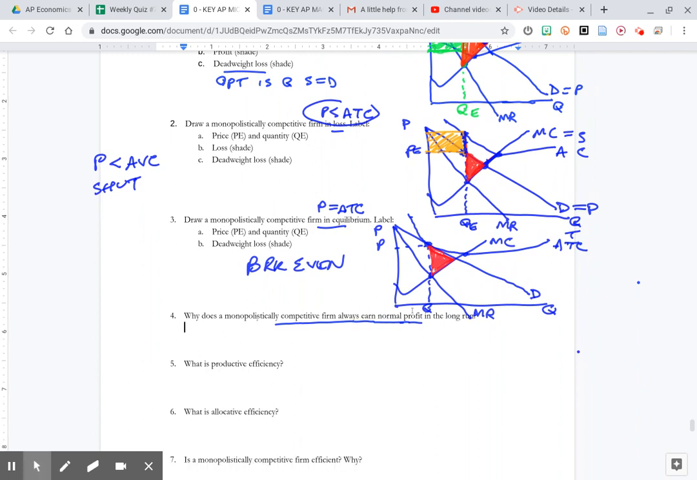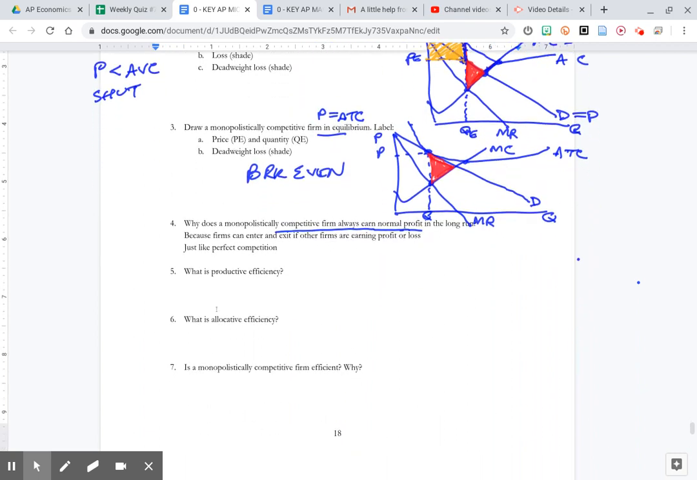Now, why does a monopolistic competition firm earn normal profit in the long run? Why do they look like this number 3 picture? It's because firms can enter and exit if other firms are earning profit or loss. So just like perfect competition. It has the elements of a monopoly in how it looks and the way it behaves, but firms can enter and exit. So it's like perfect competition.